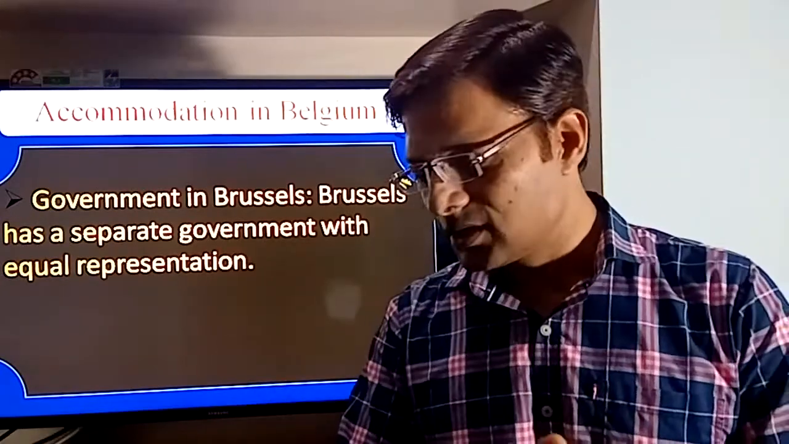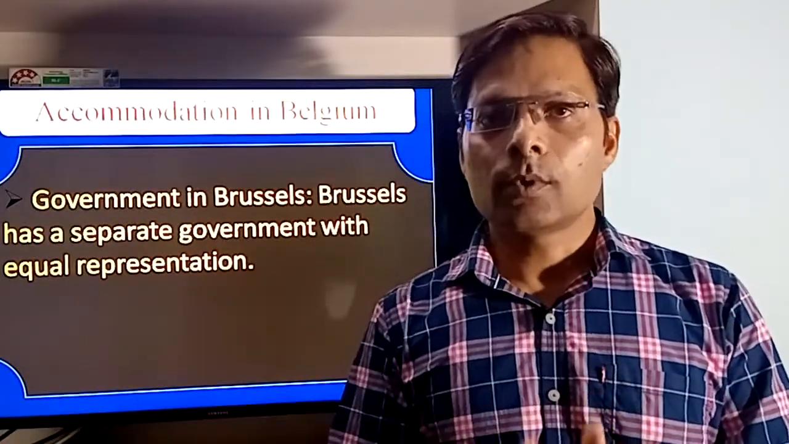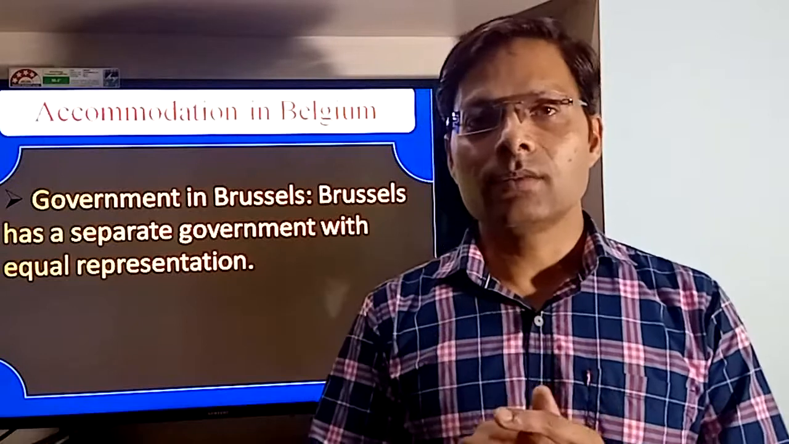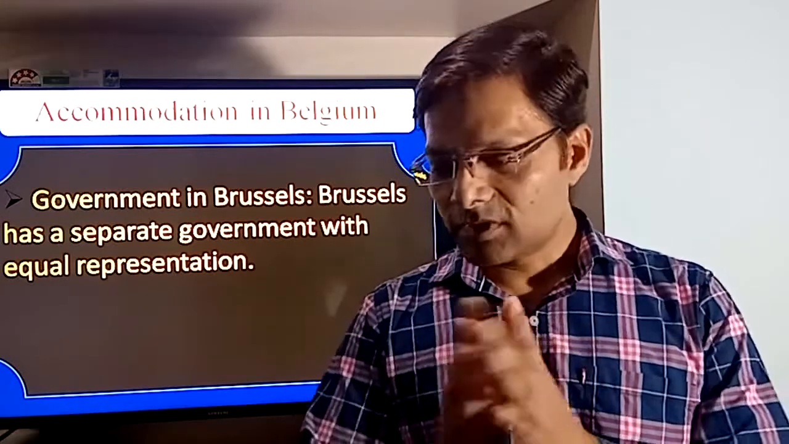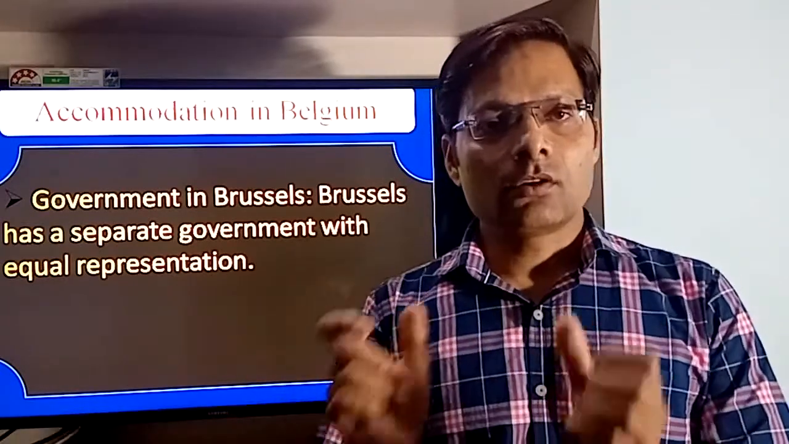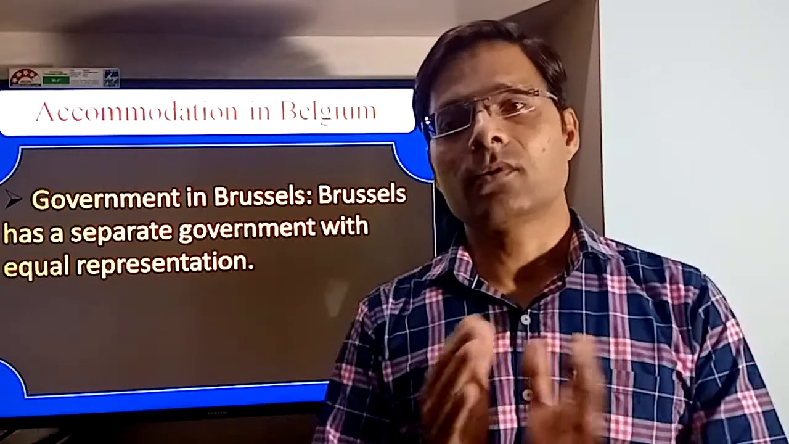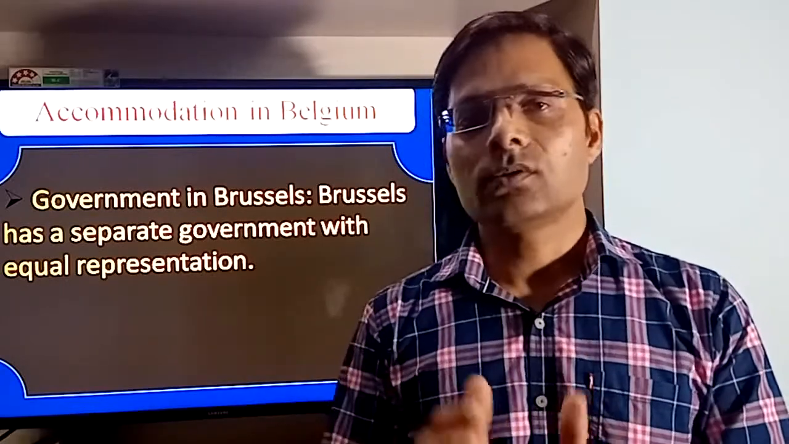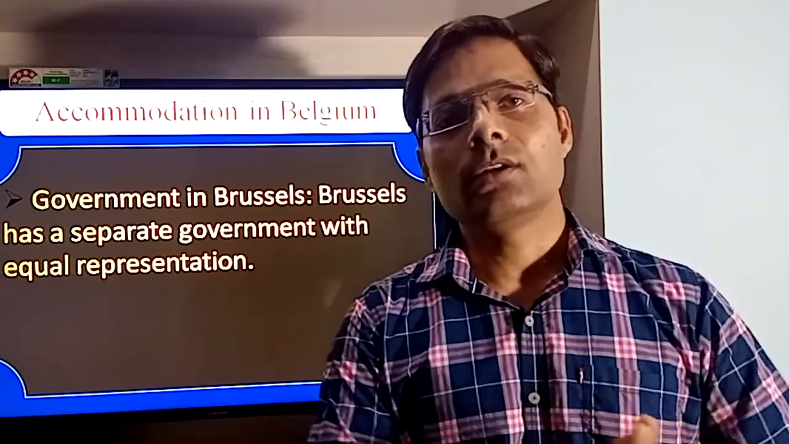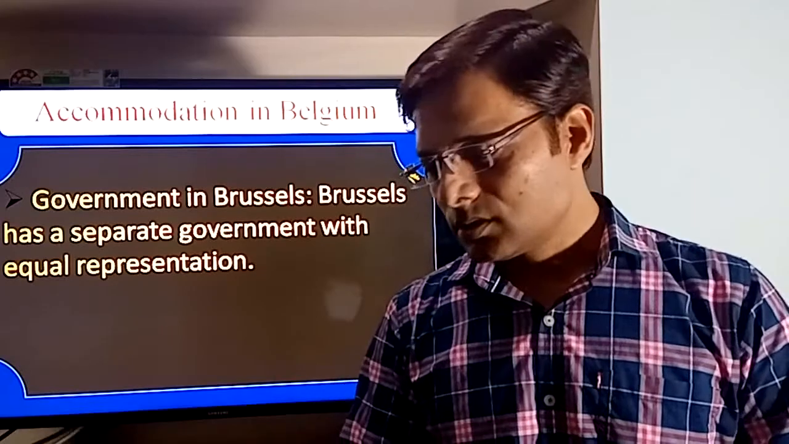Now here you need to know that the population share in Brussels is 80% French and 20% Dutch. So again there is a problem, a mismatch of percentages. But here again, in the Brussels government, people have decided that the share in the government, meaning the ministry, will be shared equally. So here there will be 50% from French and 50% from Dutch. In this way you can see that both the communities have negotiated and left their ego, and somehow they managed the situation.